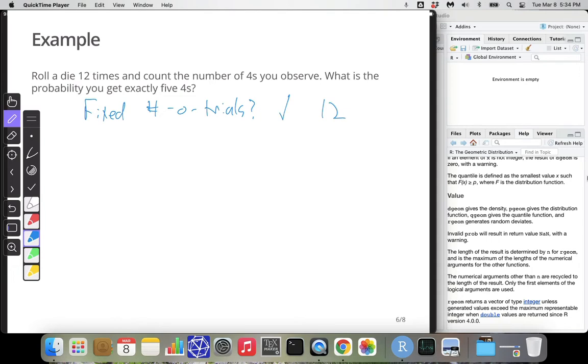Yes, there are 12 trials. Are our trials independent, identical Bernoulli trials? Yes, because we're rolling a die. They're independent, and they're identical because we can think of it as being the same die. And what are we doing? We're counting the number of successes.